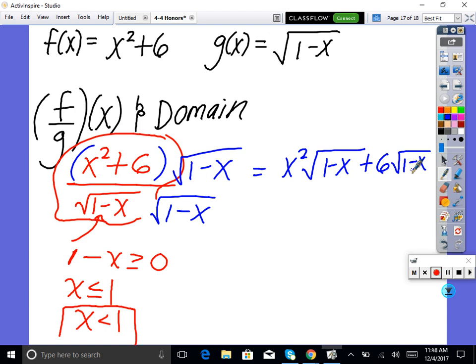Now we can't put these together. This is an x squared square root of 1 minus x, and this is a 6 square root of 1 minus x. We can't put them together. Then on bottom we have 1 minus x. Did you get that?